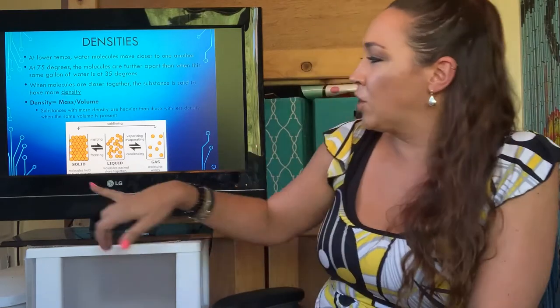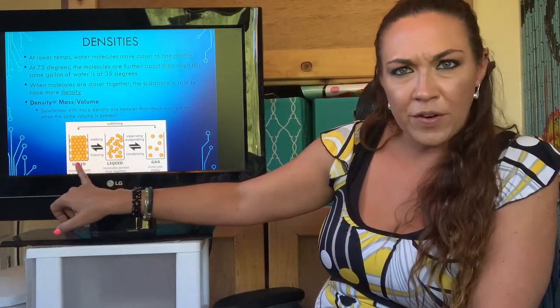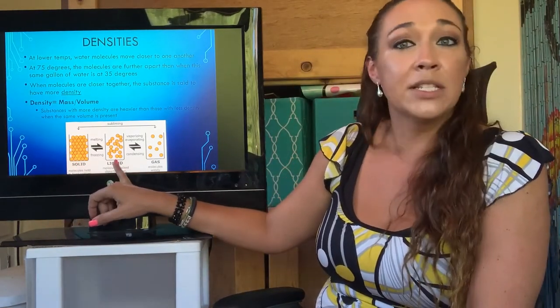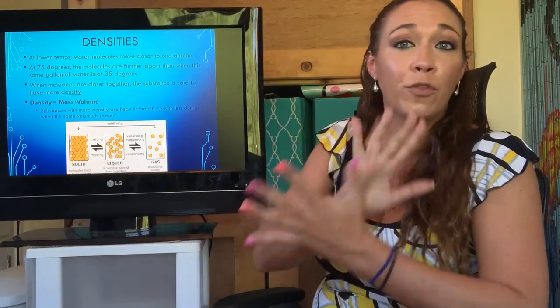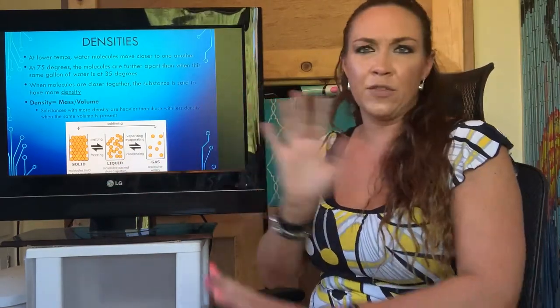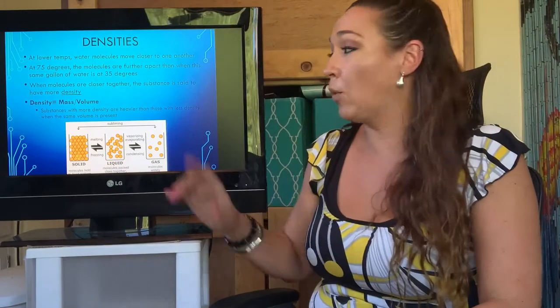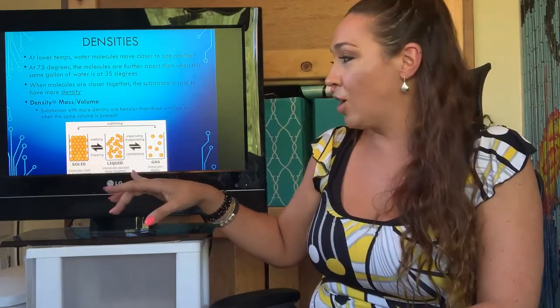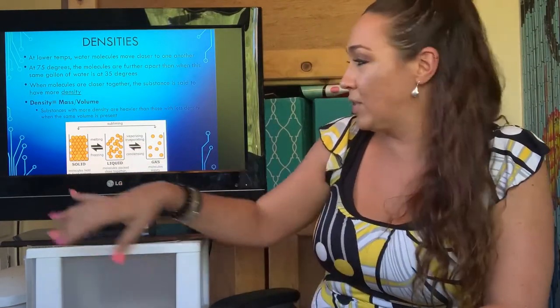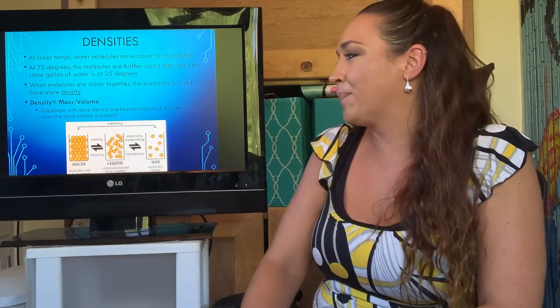So you see the solid right here is very, very dense. The liquid is less dense, right? Molecules are more free to move around. And then the gases, finally, those molecules are just floating around like crazy. Now, we're not talking about ice here. We're just talking about a solid. So this is a little bit different. I don't want to confuse you guys too much, so we're not going to get too much more into that one.